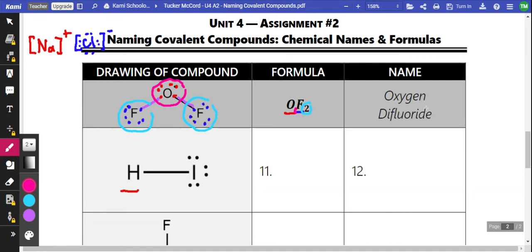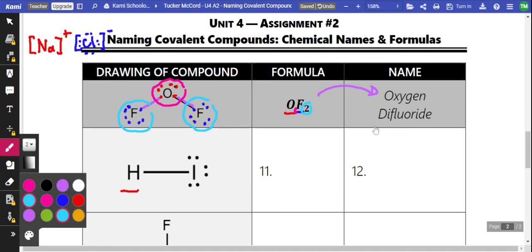Then I can change that into a name. Since there's just 1 oxygen, it could be monooxygen, except we drop the mono for the first element, so it's just oxygen. Since there's 2 fluorines, the prefix is di, and fluorine becomes fluoride. Difluoride.